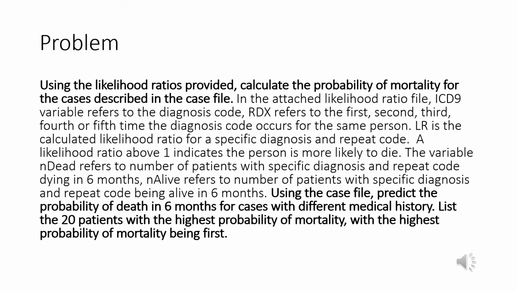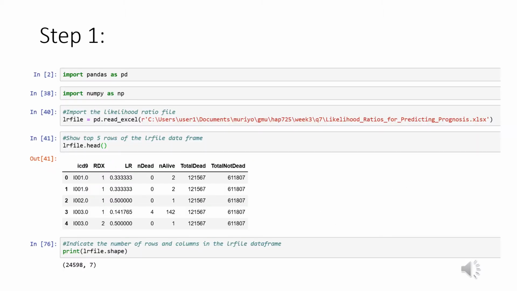We are then to list the 20 patients with the highest probability of mortality, where the highest probability of mortality will be listed first. The first step is to open Python and import the pandas and NumPy libraries.